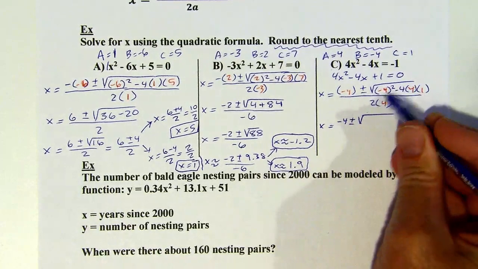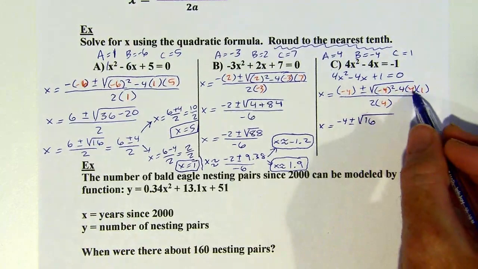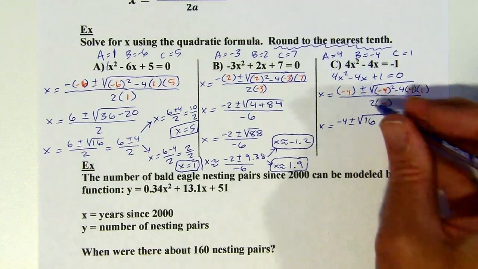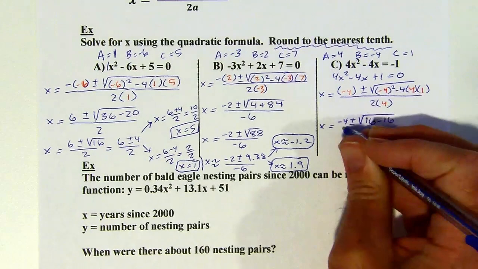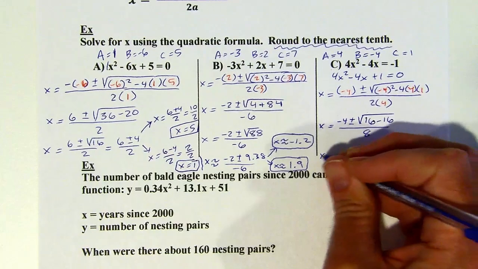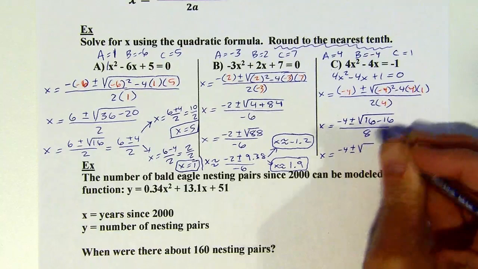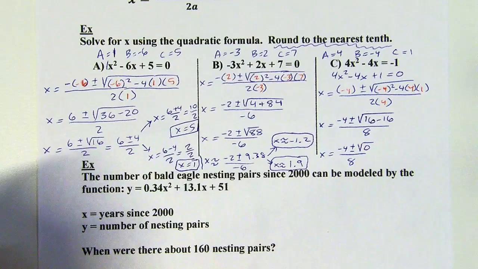Okay, negative 4 times itself would be positive 16. And then I've got negative 4 times positive 4 is negative 16. And then when I multiply that by 1, still negative 16. And 2 times 4 is 8. Okay, so now I've got x equals negative 4 plus or minus the square root of 0 all over 8.